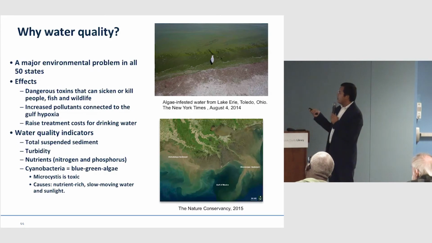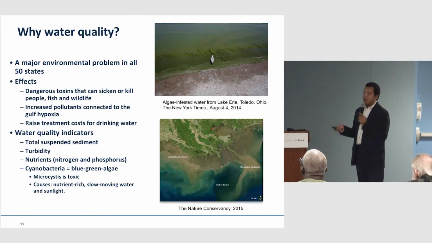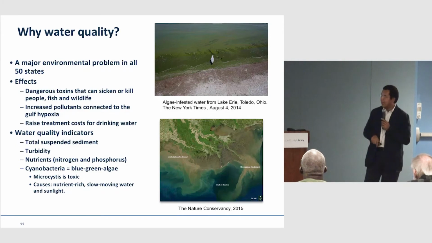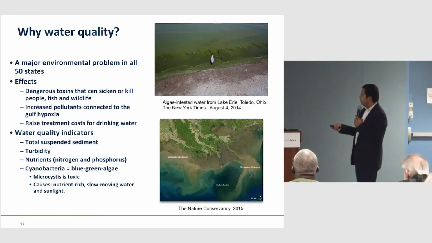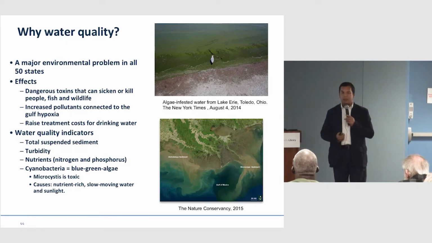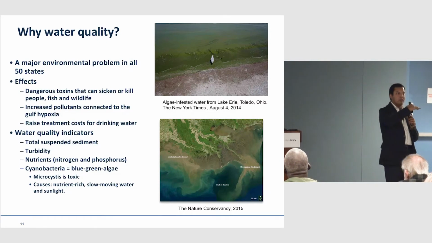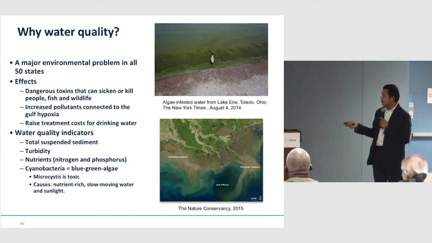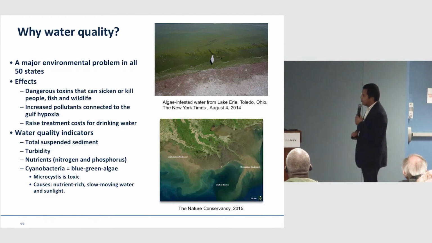And you may have heard of Lake Erie in Toledo, Ohio in August 2014. This was actually in the New York Times. That was a big algae outbreak. People were told, don't drink water from your tap, right? And then this is a satellite view of algae bloom and developments in the Gulf of Mexico. Basically all fertilizers, agriculture we do in the Midwest and in the Mississippi basin, all goes into the Mississippi River and kills fish and other species in the Gulf of Mexico. And that's another big thing we worry about, right?